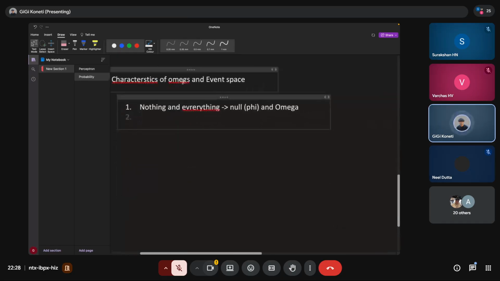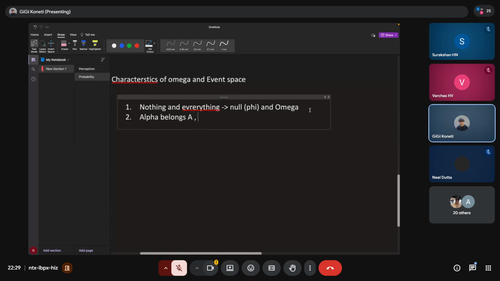So characteristics of omega, right? First one is about nothing and everything, which is null phi, like a set which contains nothing, and omega, that is set contains every possible outcome, right? And let's say like we have something like some subset of event space, that is alpha. Alpha belongs to A, that is event space, right?